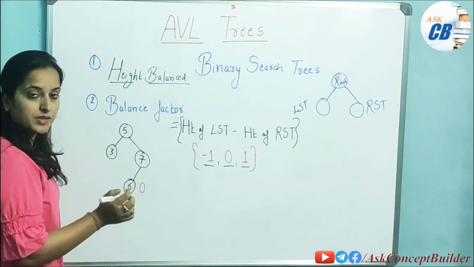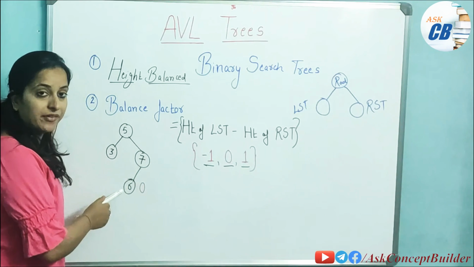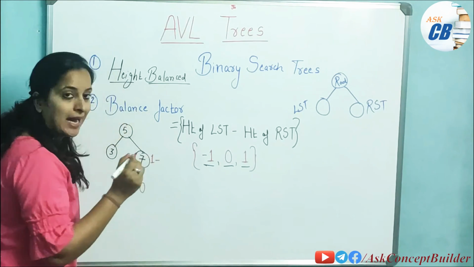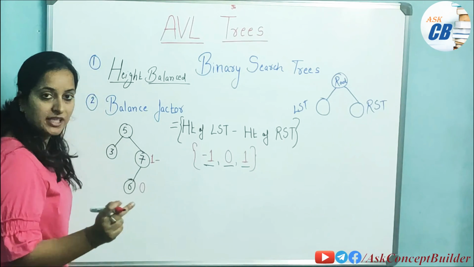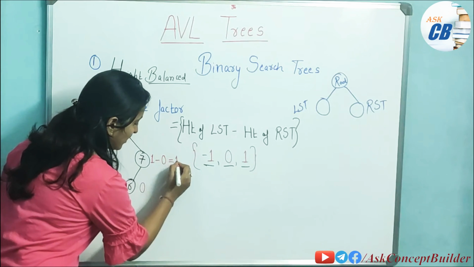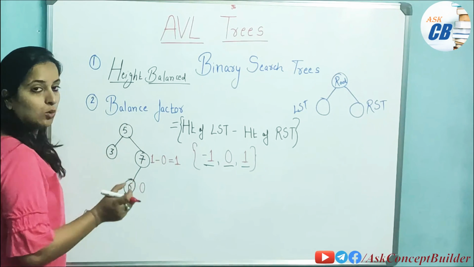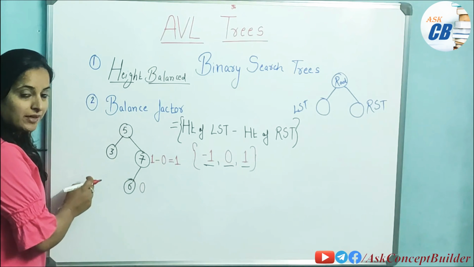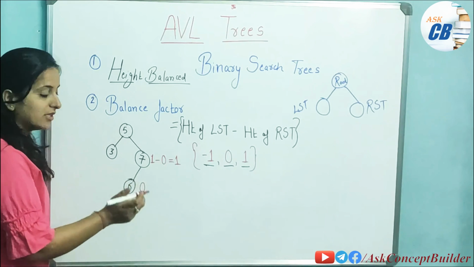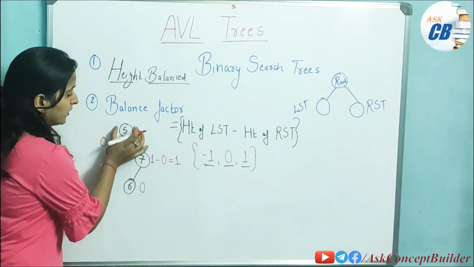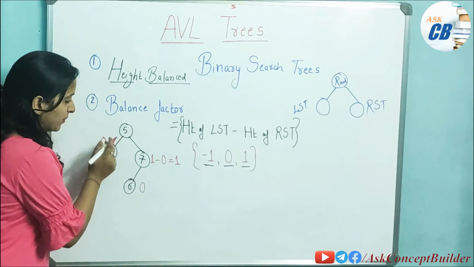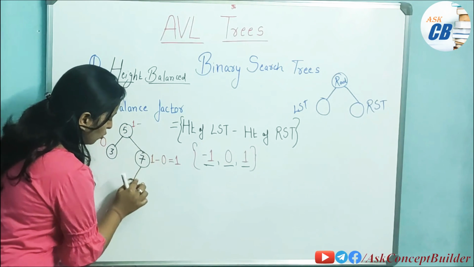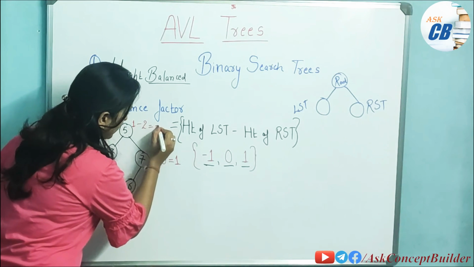Now coming to this node, height of left subtree, left it has one child, so height of left subtree is 1 minus height of right subtree, so right it does not have any child again, so 1 minus 0 is 1, so balance factor for this node will be 1. Now coming to this node, again height of left subtree minus height of right subtree, but it is a leaf node, it does not have any child, so left height 0 minus right height 0 will be 0 again. Now for this node, what is the height of left subtree? 1 minus height of right subtree, which is 1 and 2. So 1 minus 2 is minus 1.